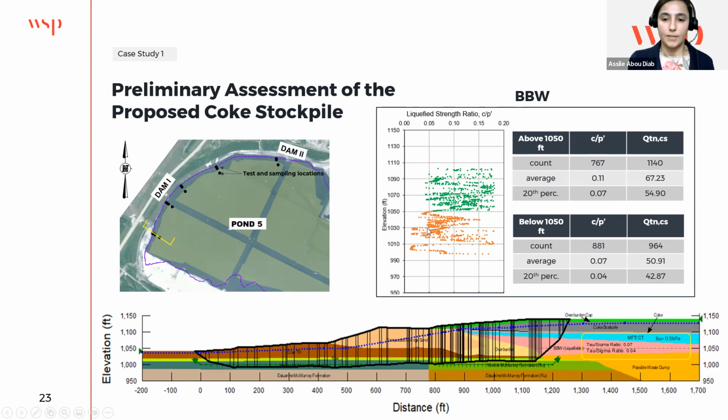For elevations 1050 and below, the 20th percentile is a C/P of 0.04. So we used that value in our analysis. We did the same statistics on the tailings remolded undrained shear strength, and the 20th percentile for the remolded undrained shear strength of the tailings was 0.5 kPa, and that's what has been used in the analysis. So we refine our analysis to reflect those strength parameters.